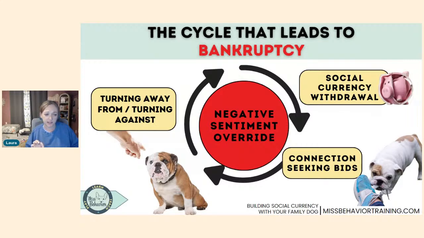So here's what the cycle looks like. Somebody offers a bid for connection, right? And then that other somebody, the receiver, turns away from them or against them. Okay, so not turning towards, turning away, so ignoring or turning against, kind of like shutting them down. Okay, and then that leads to a social currency withdrawal. So withdrawal from that trust bank or that emotional bank. Okay, and then somebody might try to make another connection, and then you get turned away from again. And then there's another withdrawal. It's really hard to break that cycle because now you start thinking about all these negative things.